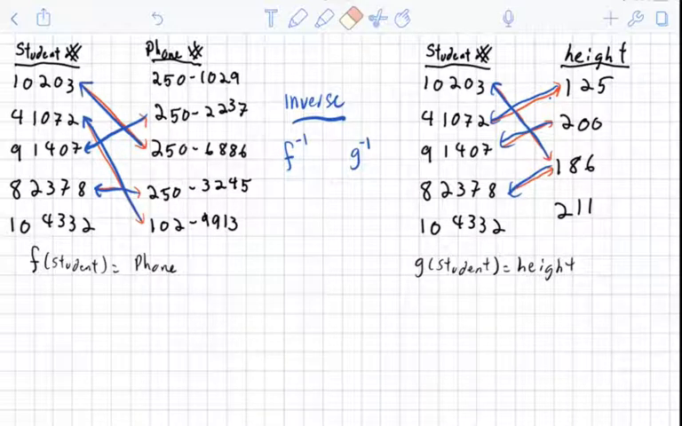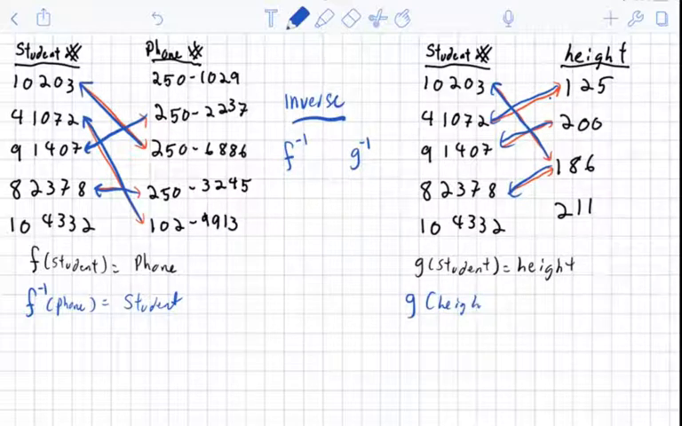So the idea here is this inverse function: the original function took in a student number and spit out a phone number, and your new inverse function takes in a phone number and spits out a student number. And this one takes in a height number and spits out a student number. Okay? That's the basic idea about inverse functions. It's essentially a reverse lookup phone book, or, you know, the issues thereon.